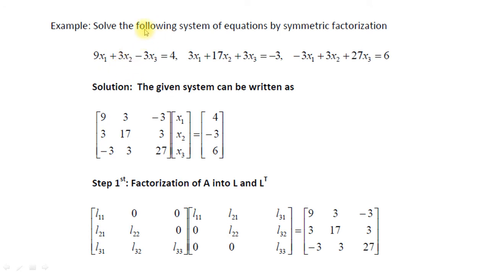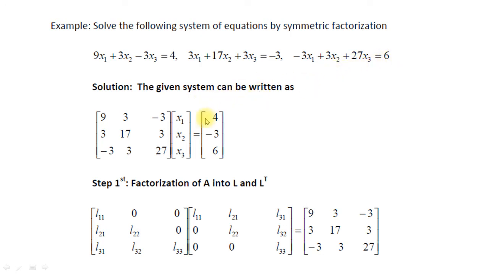For example, solve this system by symmetric factorization. By symmetric factorization we mean to solve the system by the Cholesky method. And you see over here, this is the first equation of the system, 9x1 plus 3x2 minus 3x3 is equal to 4, and the second equation 3x1 plus 17x2 plus 3x3 is equal to minus 3, and the third equation minus 3x1 plus 3x2 plus 27x3 is equal to 6.